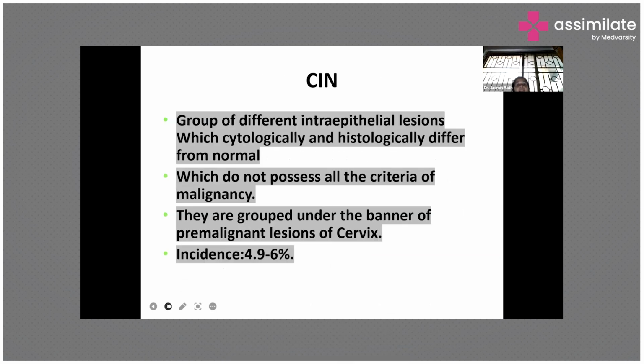These are a group of different intraepithelial lesions, cytologically and histologically different from the normal, and they don't possess all the criteria of malignancy. They are grouped under the banner of pre-malignant lesions of the cervix. The incidence is about 4.9 to 6% of cases.